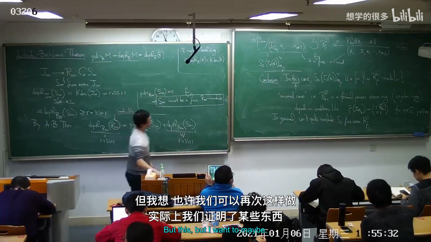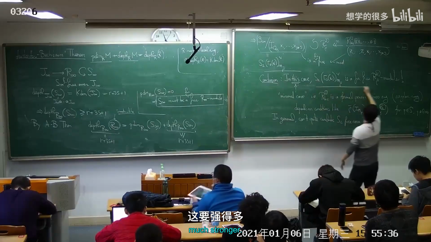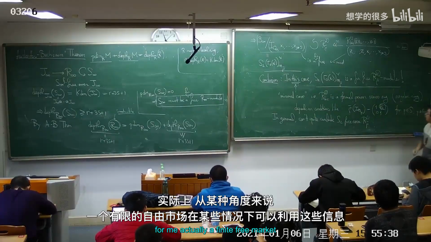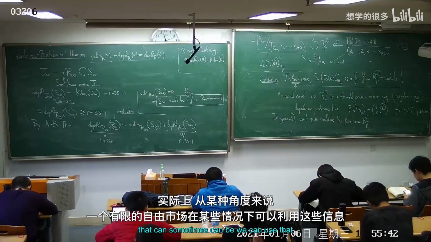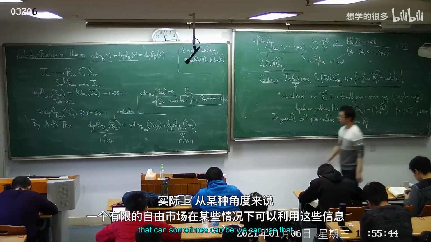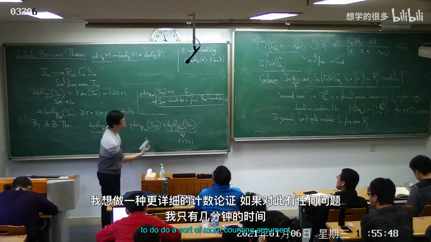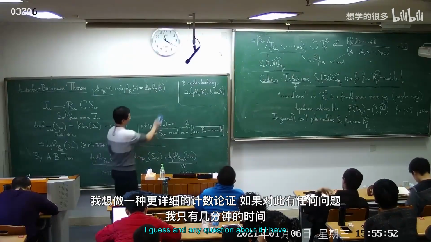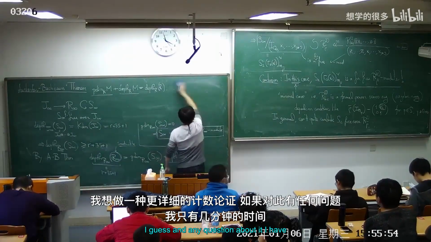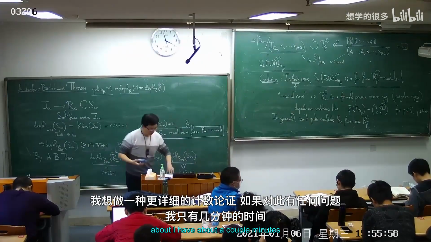But I want to emphasize again that we actually proved something much stronger. The space of modular forms is actually a finite free module over the deformation ring. Sometimes we can use that to do more counting arguments, I guess. Are there any questions about this? I have about a couple of minutes.